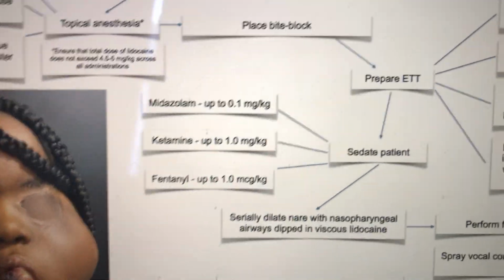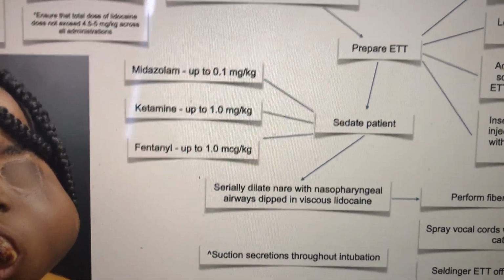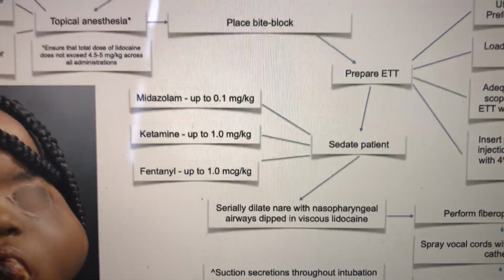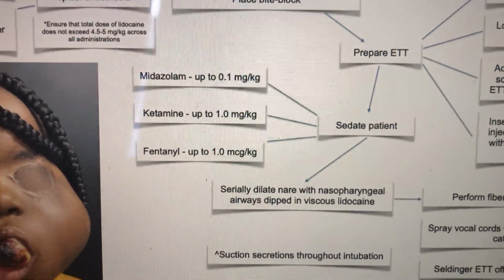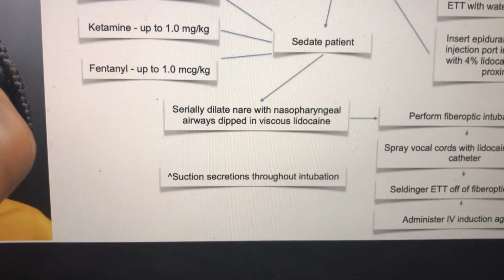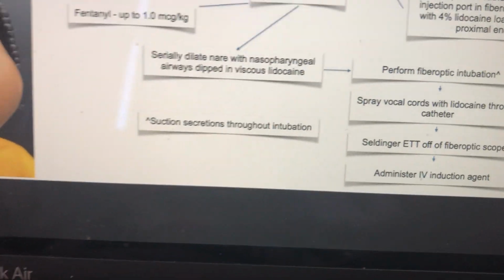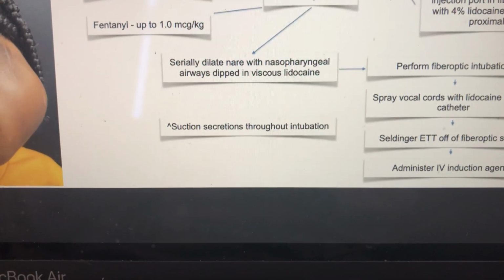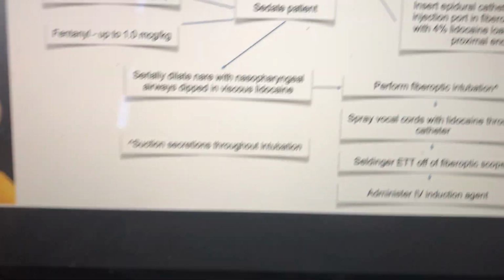Now it's time to sedate the patient. So we typically administer a combination of midazolam, ketamine, and fentanyl. Midazolam up to 0.1 milligrams per kilo through the IV, ketamine up to 1.0 mg per kg through the IV, and fentanyl up to 1 mic per kilo through the IV. Next, you want to serially dilate your nair with a nasopharyngeal airway that has been adequately coated in viscous lidocaine. We usually leave each airway in the nair for 10 to 15 seconds and then exchange up to the next size, ventilating in between the entire time.